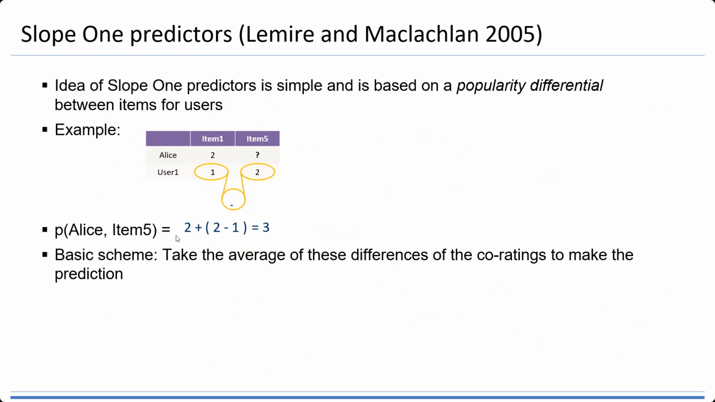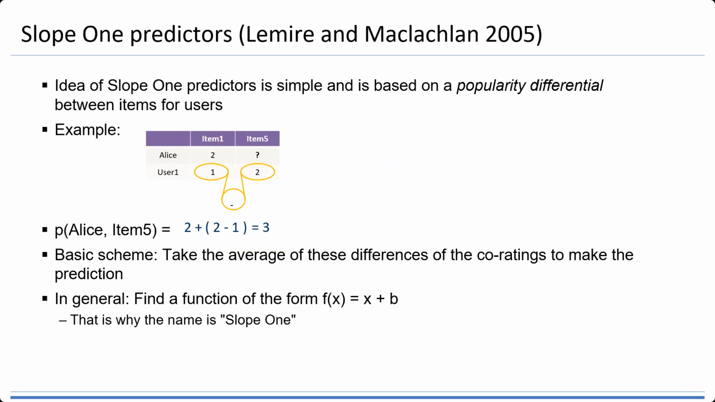So for example, in general, we want to find a function of the form f(x) = x + b. So x is any value, plus b is the bias. Bias means the difference. That's why the name is slope one, because we want to identify only based on the bias given the existing data.